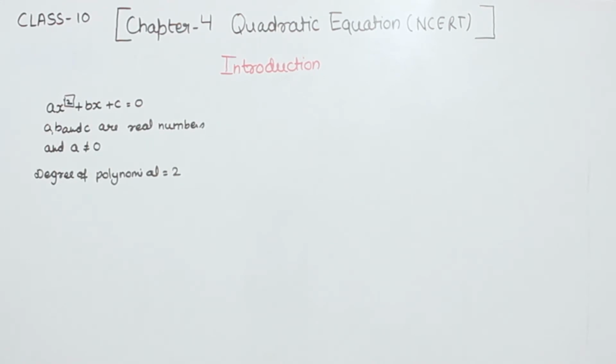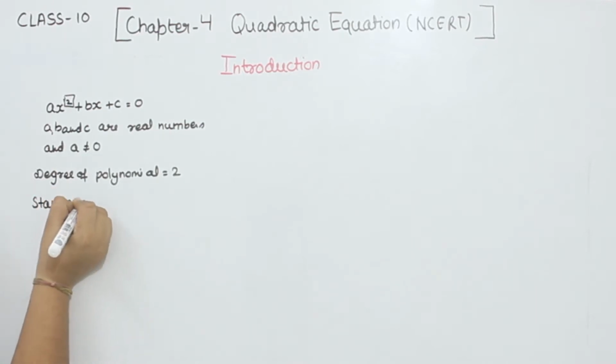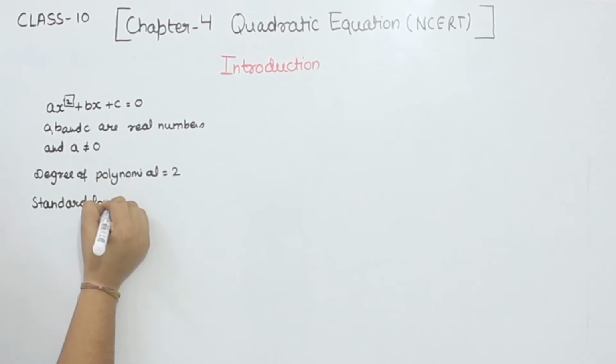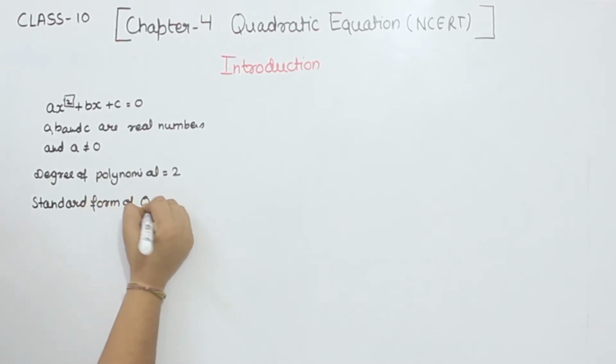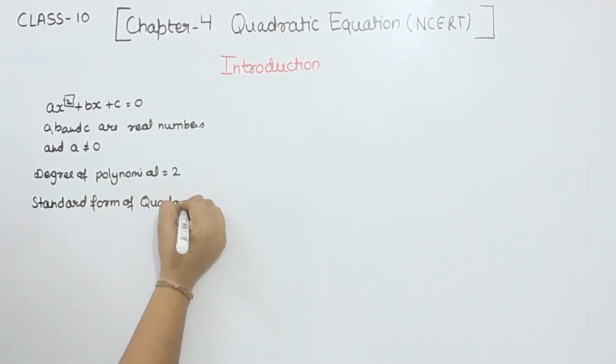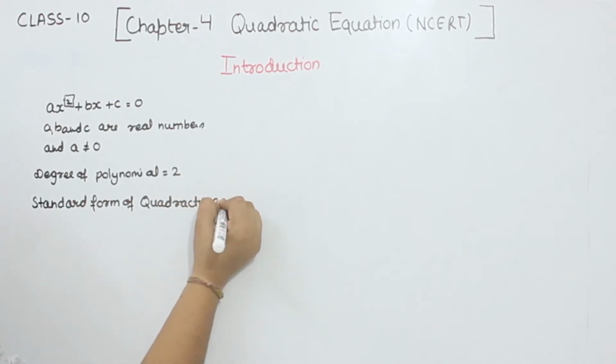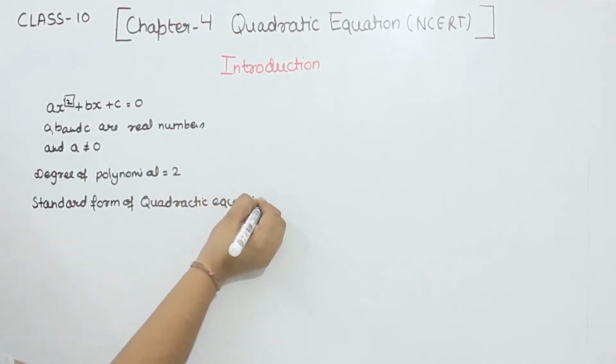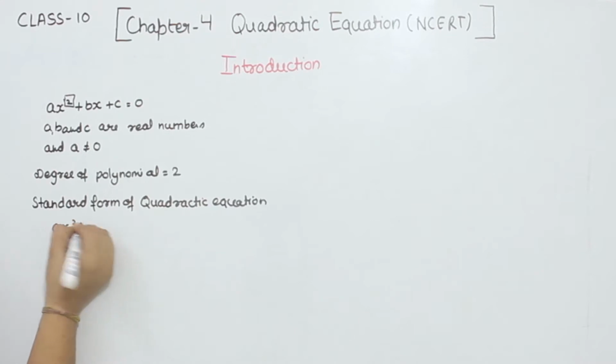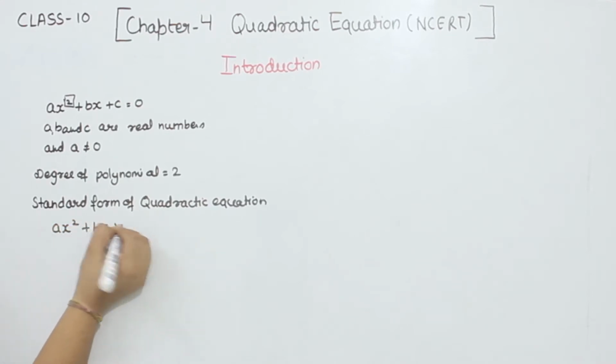Now the standard form of quadratic equation is ax square plus bx plus c equal to 0. This is the standard form we are having.